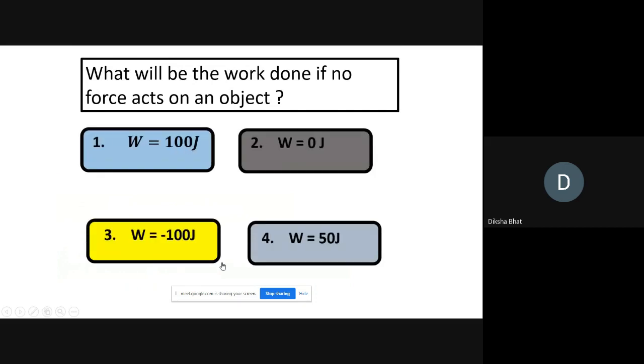What will be the work done if no force acts on an object? Work done is equal to 100 joules. Work done is equal to 0 joules. Work done is equal to negative 100 joules. Work done is equal to 50 joules. Option second. Let's check. Work done is equal to 0 joules. Yes, correct. And what is the other condition wherein the work done is equal to 0? And there is no displacement. Yes, correct.